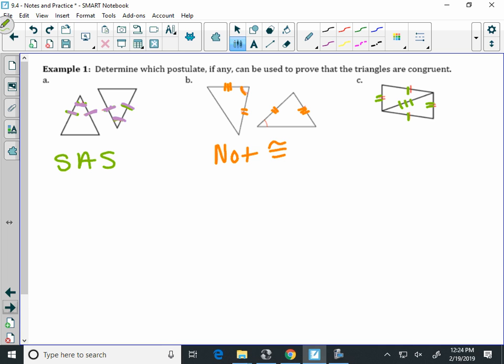So what shortcut can we say allows us to say that these triangles are congruent? Side, side, side, or side, angle, side? Side, side, side. We showed that all three sides are the same. Questions over that? So now, we're going to apply this to a proof.